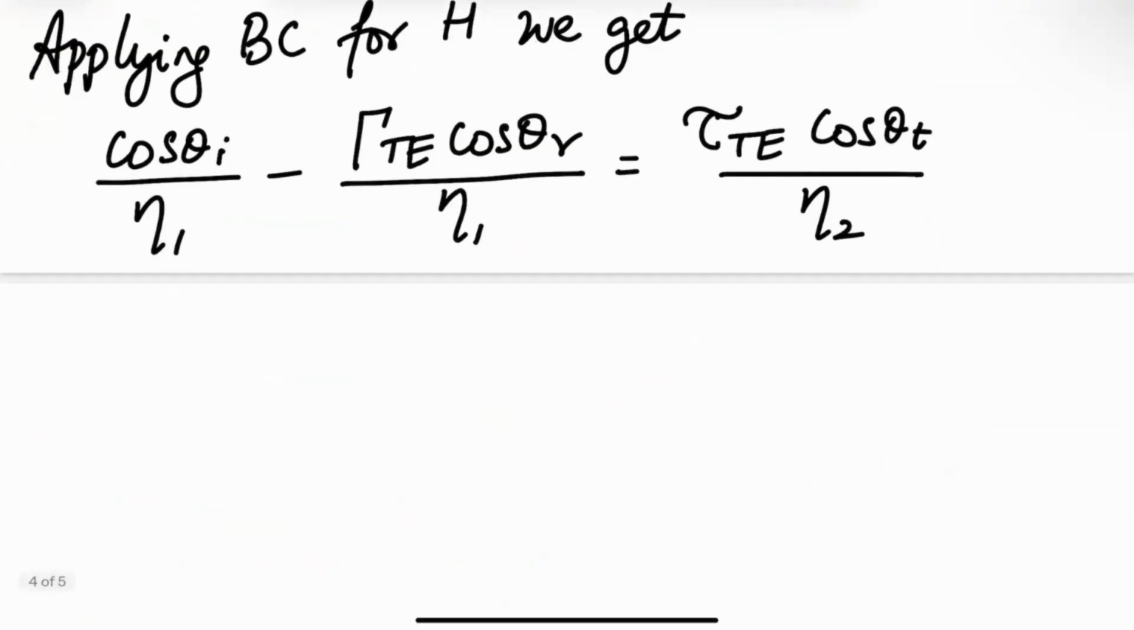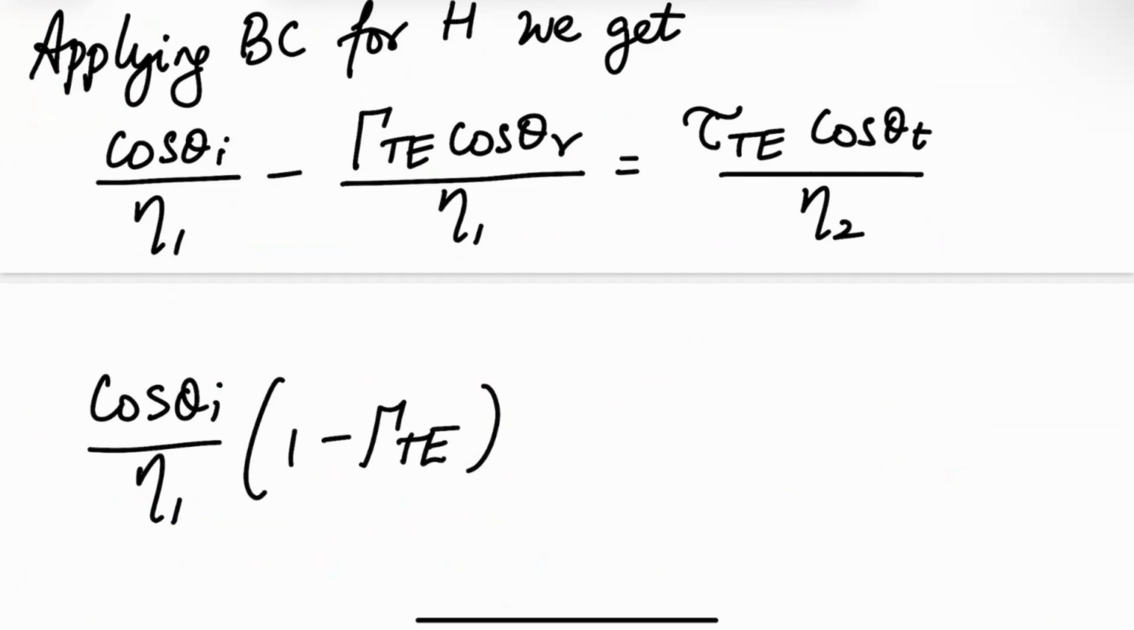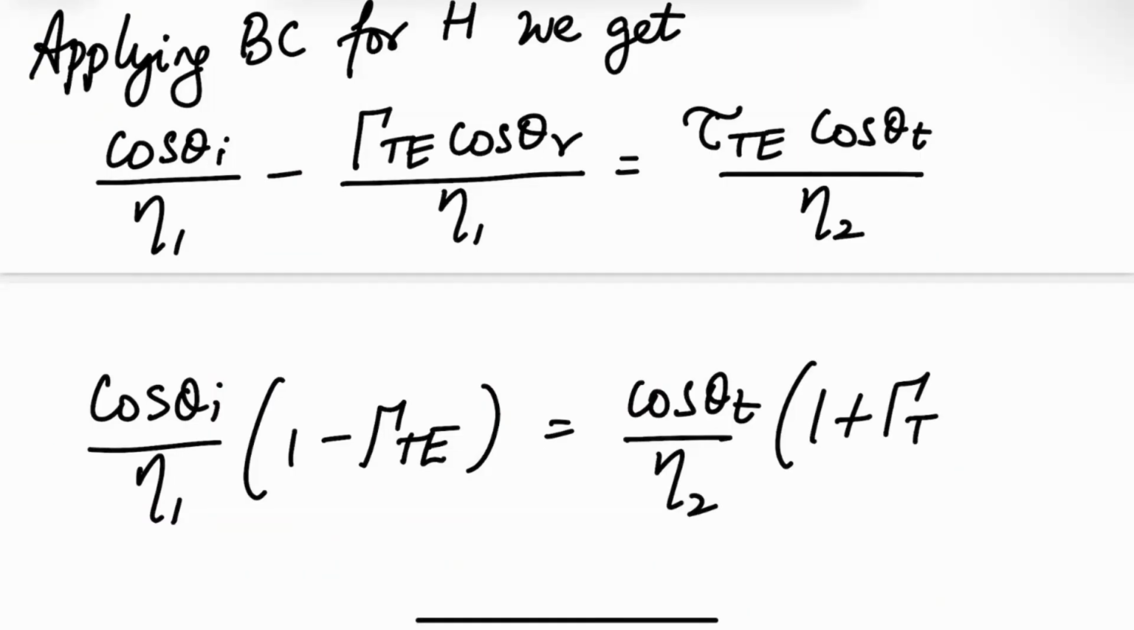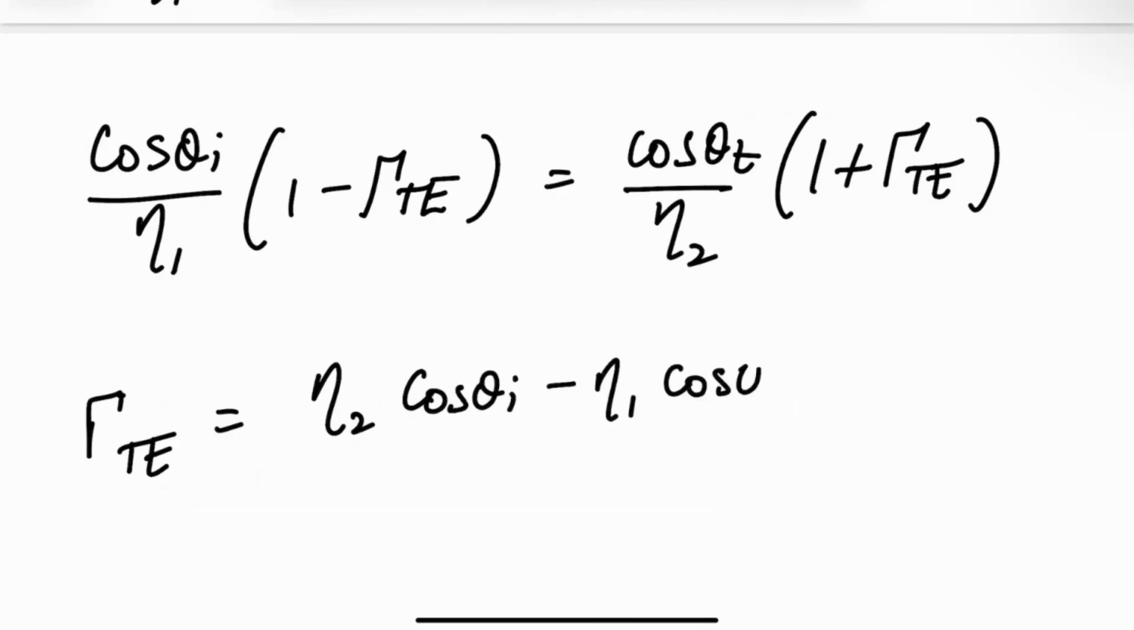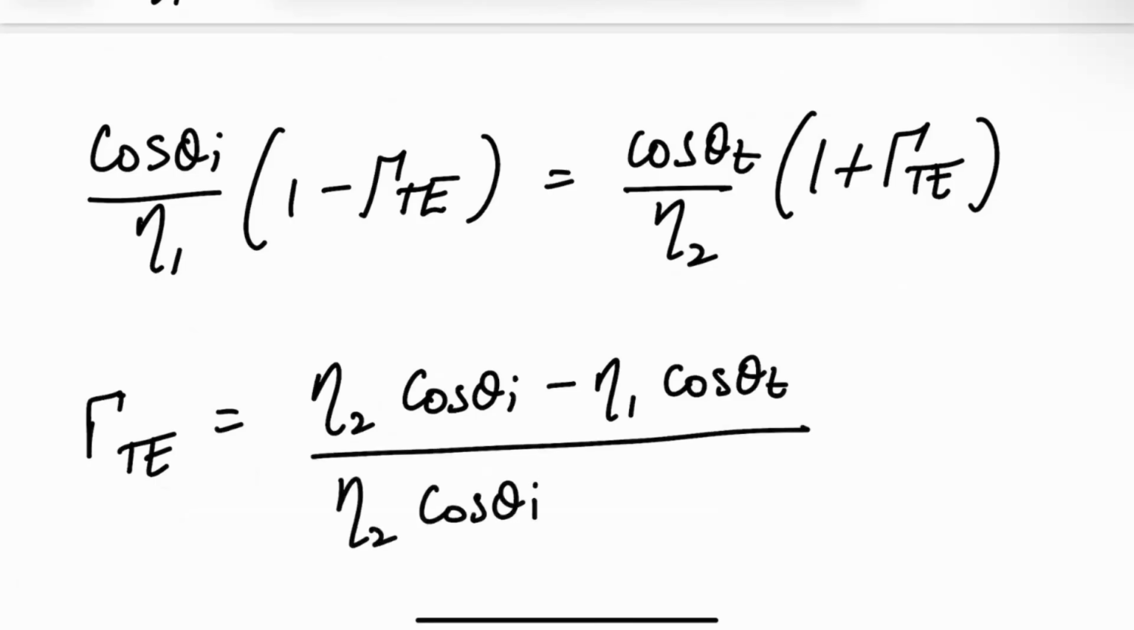This can be simplified a little bit because Snell's law gives us that theta I equals theta R. So I can take it to be common, and that equals cosine theta t over eta 2. And I know tau is nothing but 1 plus gamma. So write it out like that, and now I have a relationship from which I can solve for gamma, which is fairly easy to do. You can show that gamma turns out to be eta 2 cosine theta I minus eta 1 cosine theta t over eta 2 cosine theta I plus eta 1 cosine theta t.